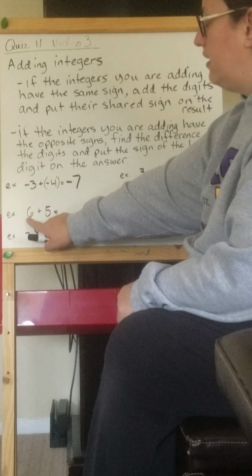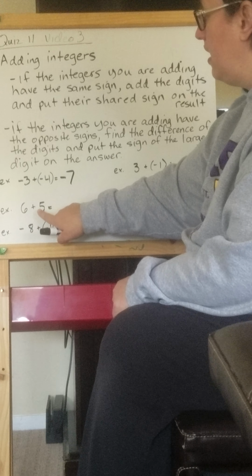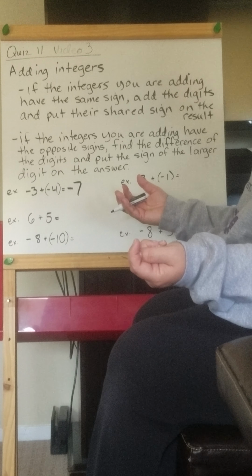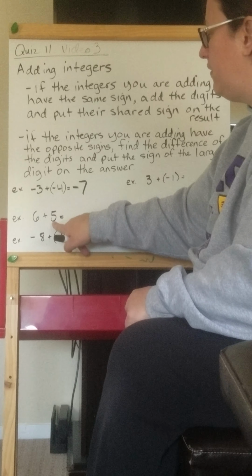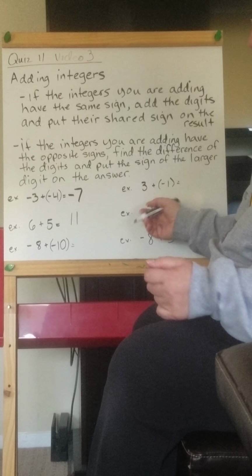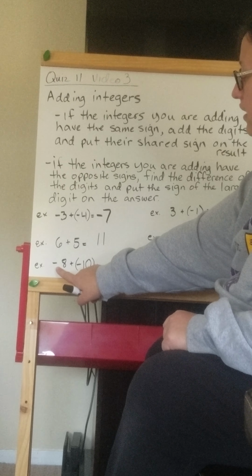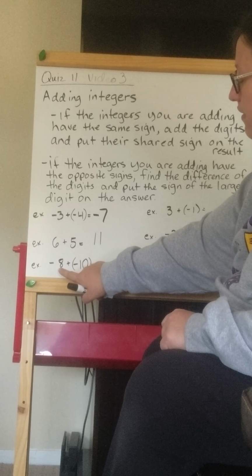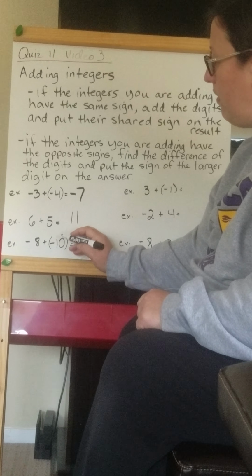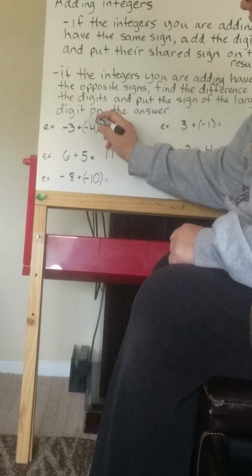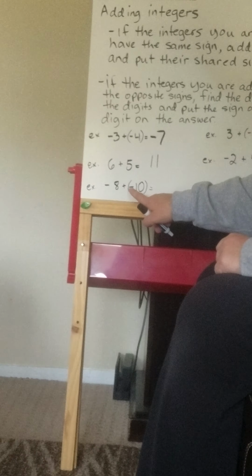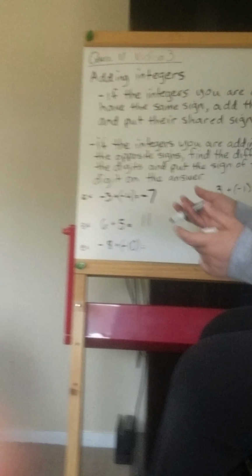Our next example, we have a positive 6 and a positive 5. Well, you guys have added positive numbers before. What's 6 plus 5? It's 11. And it's going to be a positive 11. We knew that. All right, the next one, here we have a negative 8, and we're adding a negative 10. By the way, these little brackets here, all that's doing is just so that you don't confuse this minus and plus. It just kind of keeps it separated.